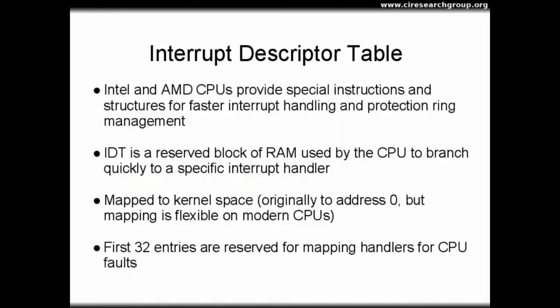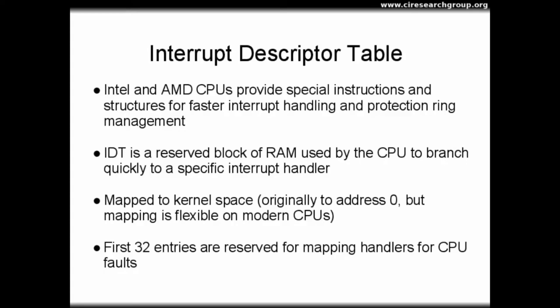On Intel-based systems, we have something called the Interrupt Descriptor Table. The IDT provides special instructions and data structures that are actually managed by the CPU itself so that interrupt handling can be as fast as possible and protection rings can be changed automatically. The IDT is simply a reserved block of RAM used by the CPU to jump quickly to a specific interrupt handler. This IDT is mapped into kernel space, which was originally beginning at address 0, but this mapping is actually flexible with modern CPUs and can be mapped into other parts of the memory space.